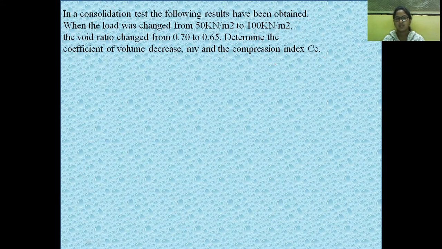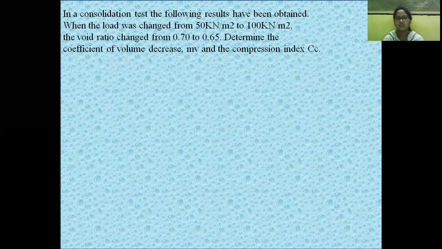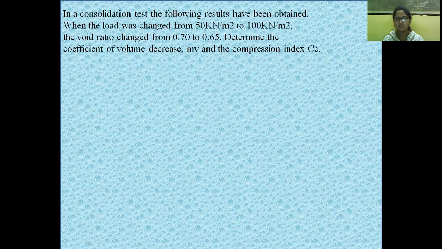So first, in a consolidation test, the following results have been obtained when the load was changed from 50 kN per meter square to 100 kN per meter square. The void ratio changes from 0.7 to 0.65. Determine the volume change, coefficient of volume decrease, MV, that means modulus of volume change, and also compression index Cc. These two we can determine in this problem.